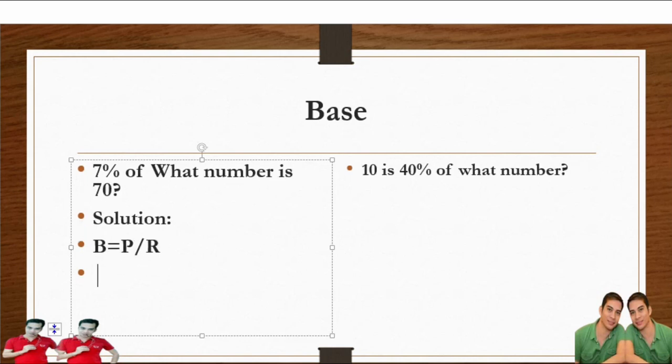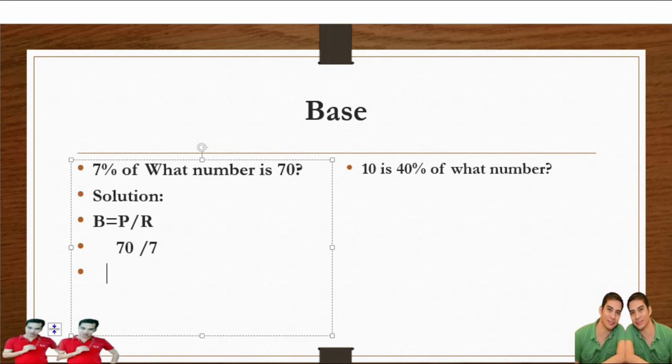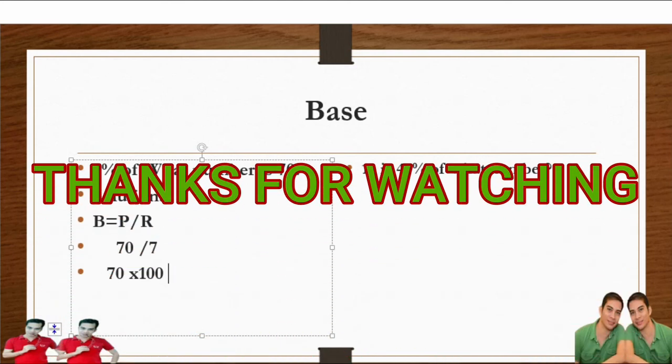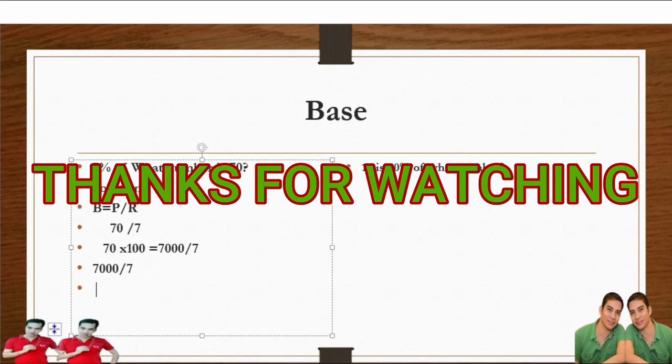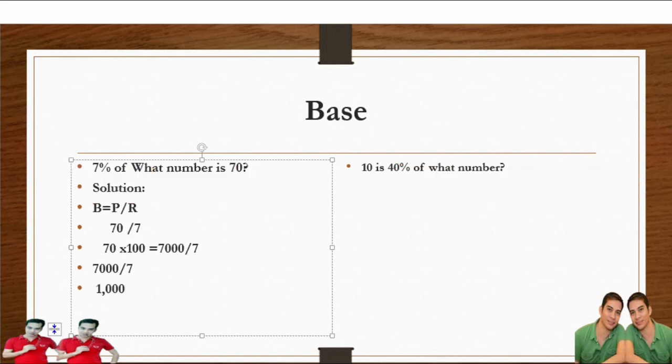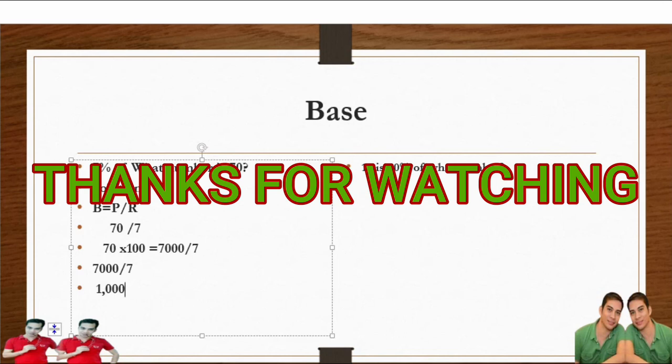Then substitute the numbers into the letters. Percentage is 70, divided by 7%. Then, para mapabilis, 70 times 100 equals 7,000. Divide by 7. So 7,000 divided by 7, the answer is 1,000. The base is 1,000. So 70 is 7% of what number? The answer is 1,000.